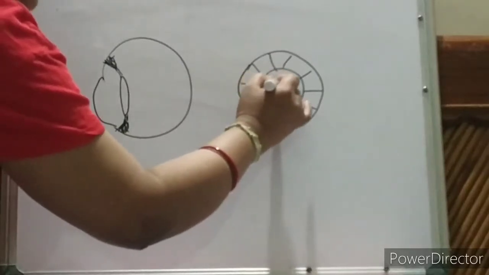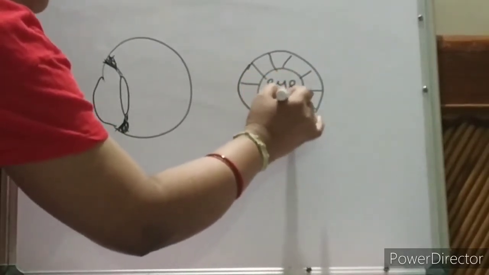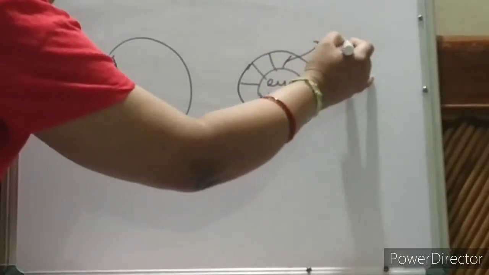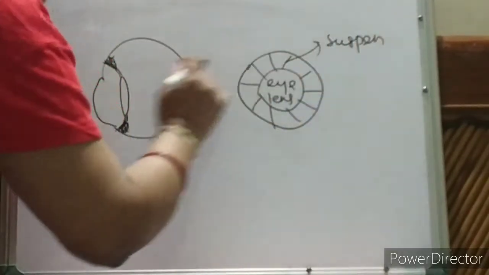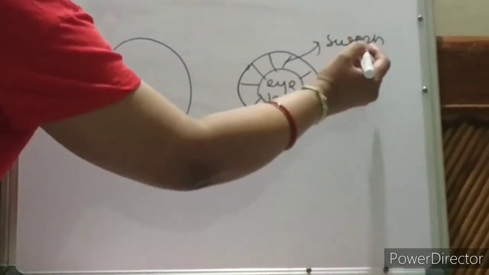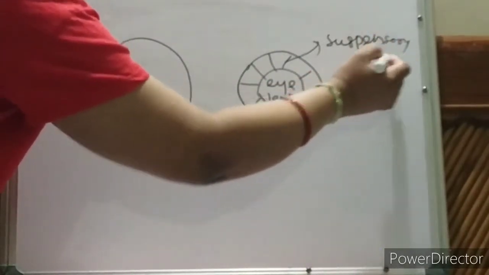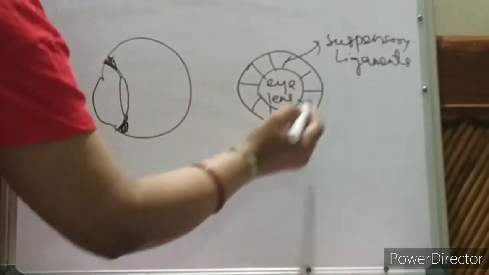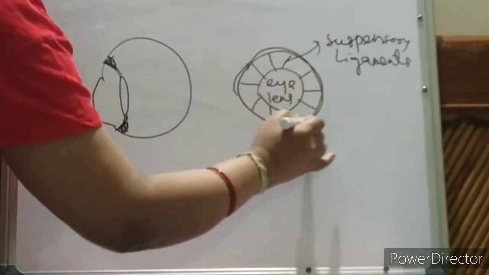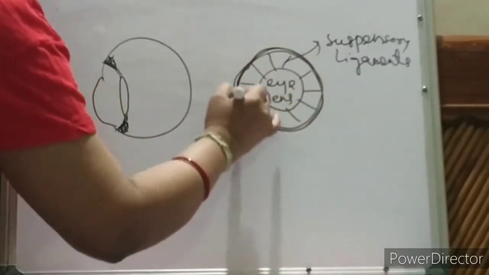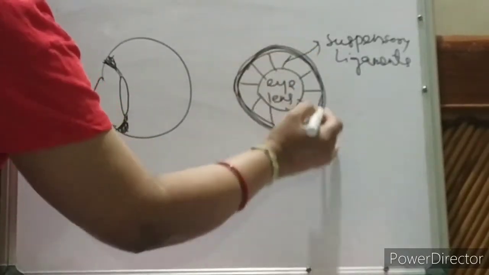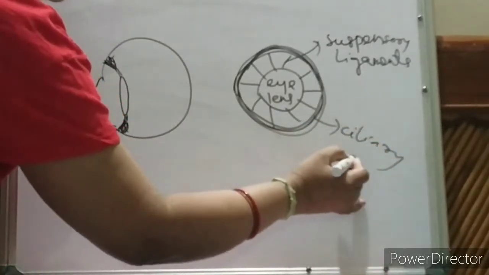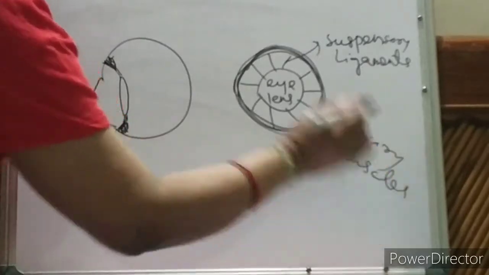This is your eye lens. These are ligaments, all these are ligaments. These are suspensory ligaments through which your ciliary muscles are attached. And this is your ciliary muscles. These are ciliary muscles only.